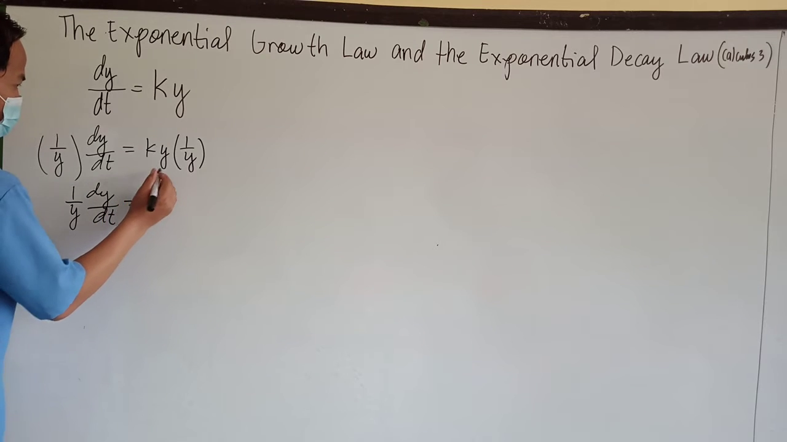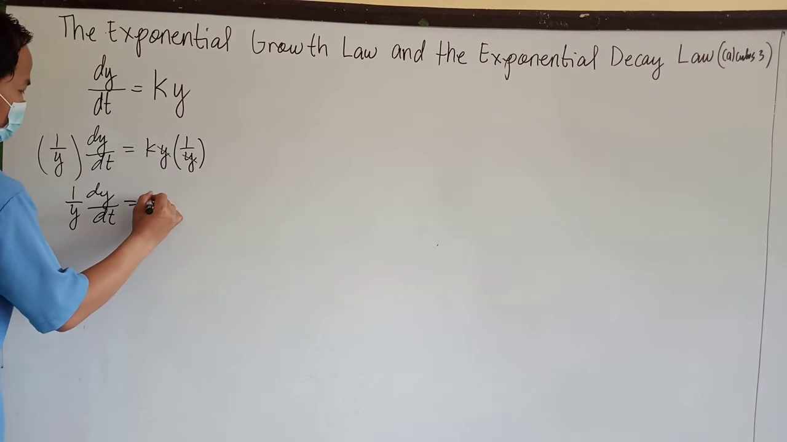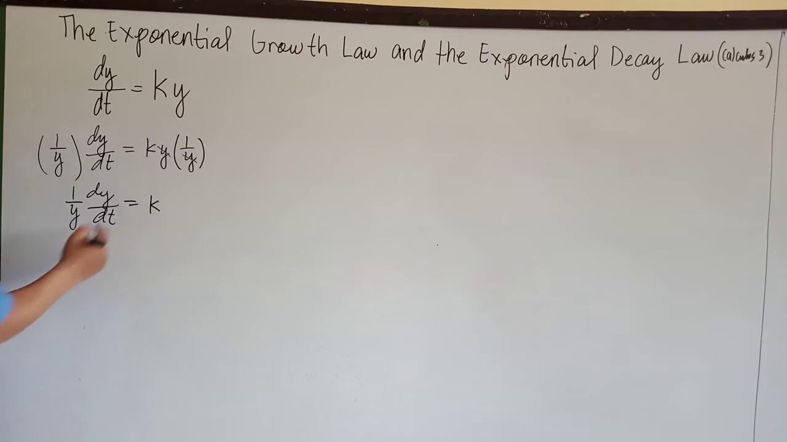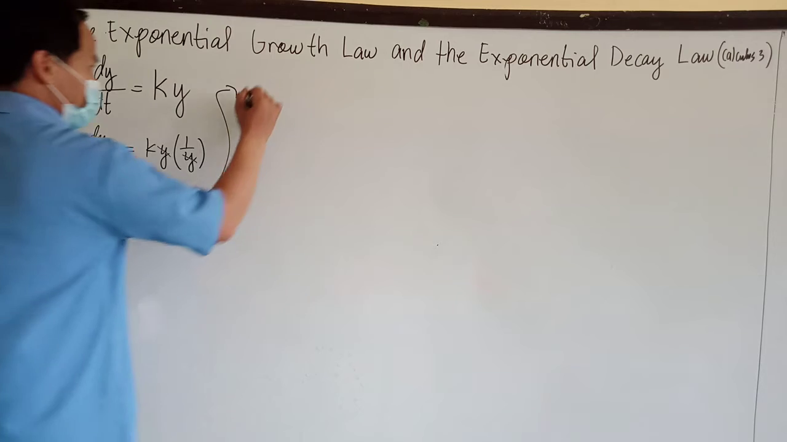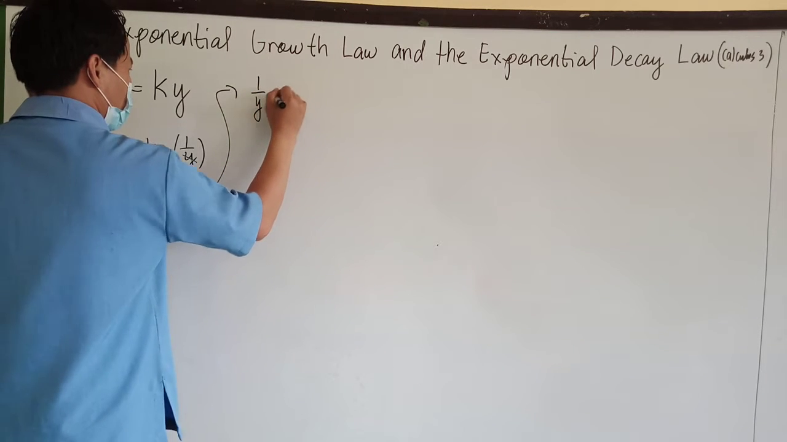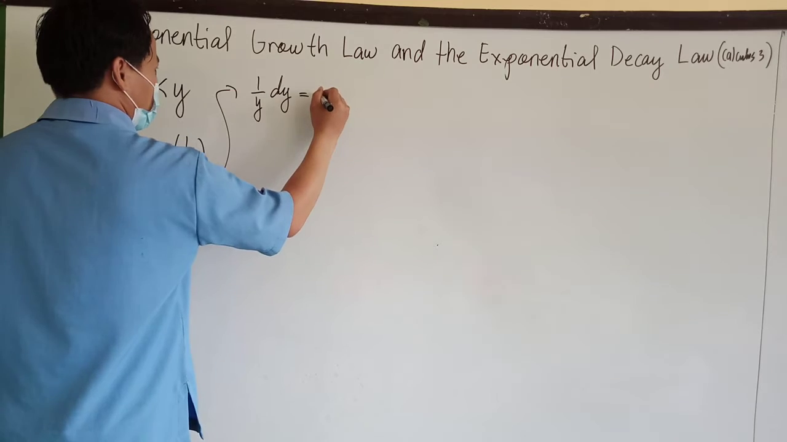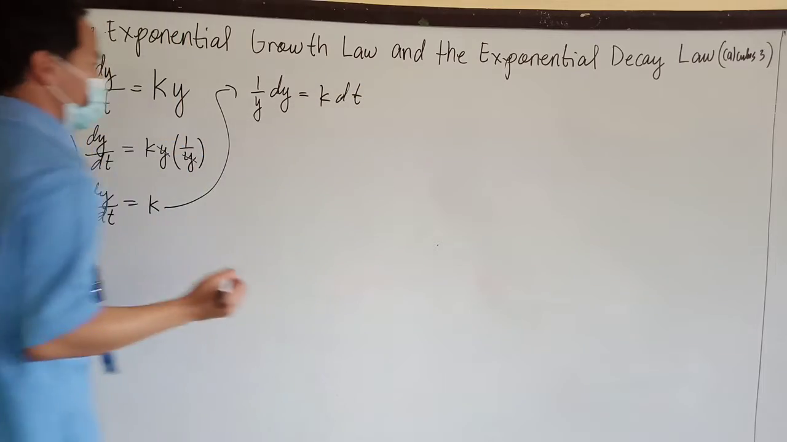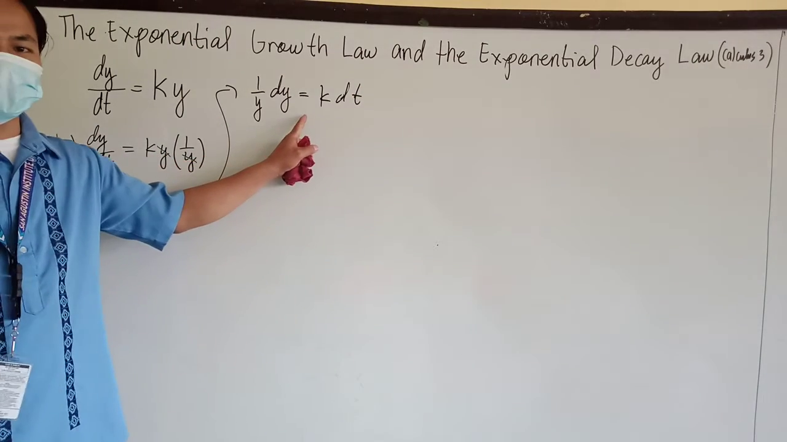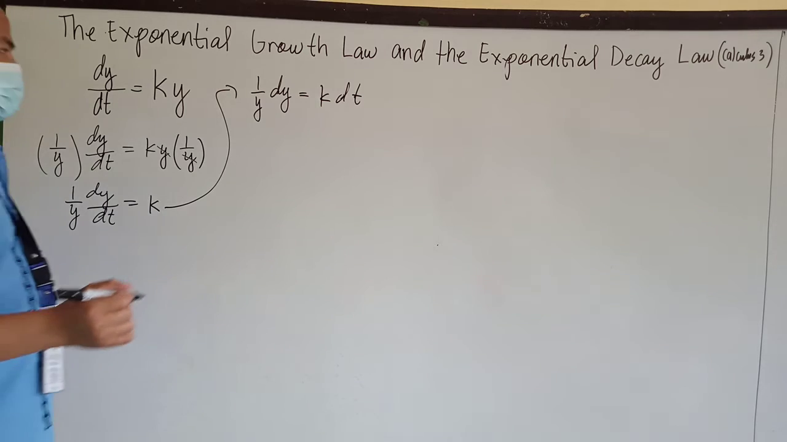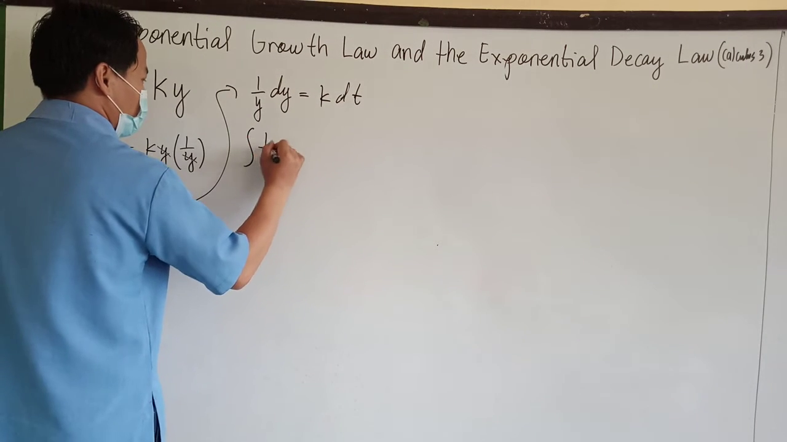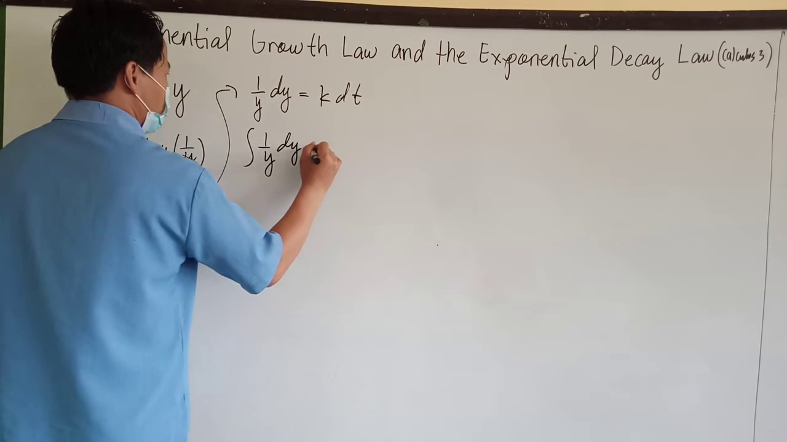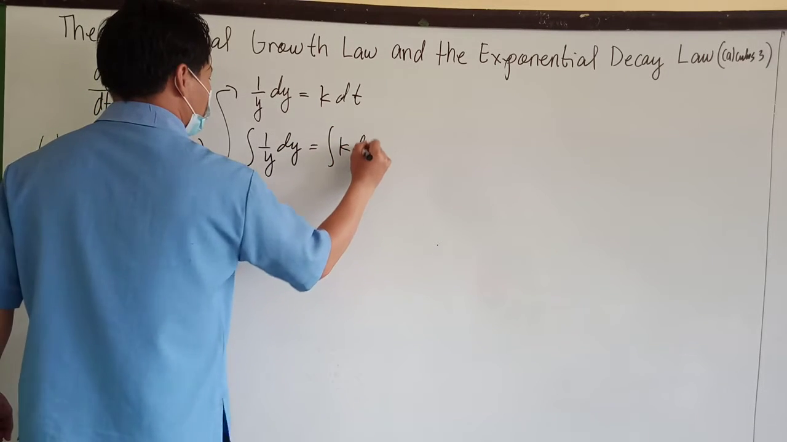On the other side, the y cancels out and only k is left, because k times 1 is k. Then we can solve this further by multiplying dt to the other side, so that we have 1 over y dy is equal to k times dt. Now they are separated, so we can integrate both sides of this equation. We have the integral of 1 over y dy is equal to the integral of k times dt.